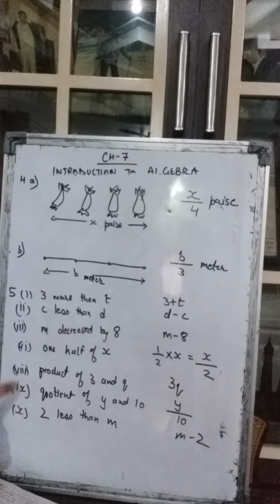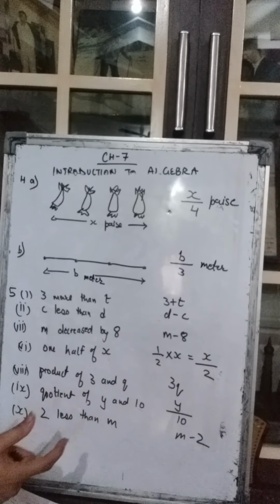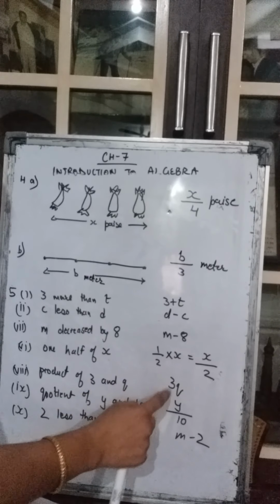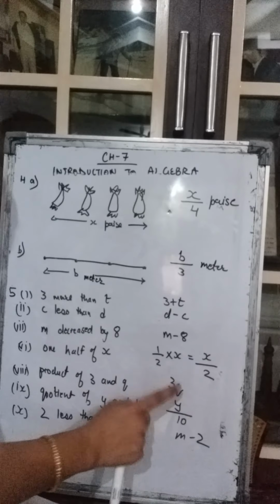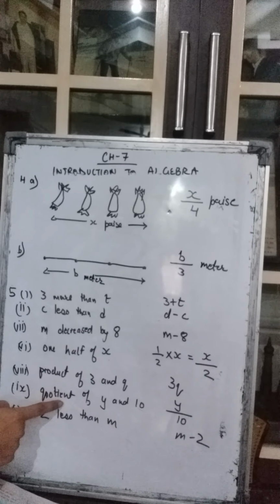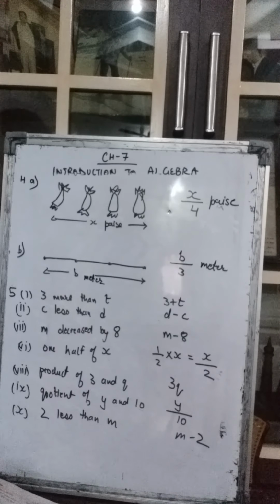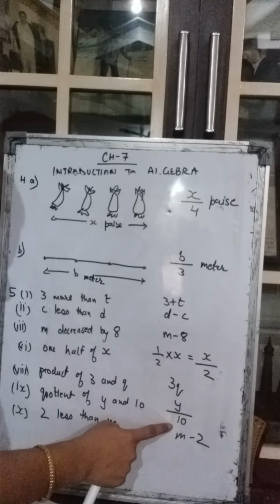Okay. Then we come to the eighth part, product of 3 and q. Product means multiplication, but when we write an algebraic expression we don't write the multiplication sign. It will be simply 3q. Then ninth part is quotient of y and 10. Quotient means division. So it will be written as y upon 10.